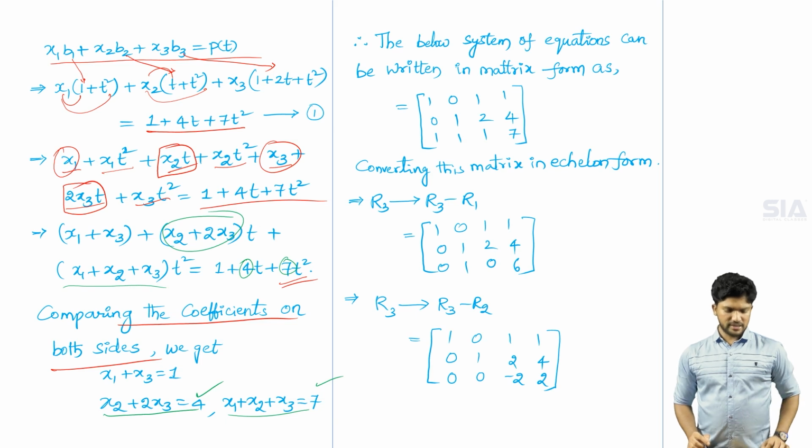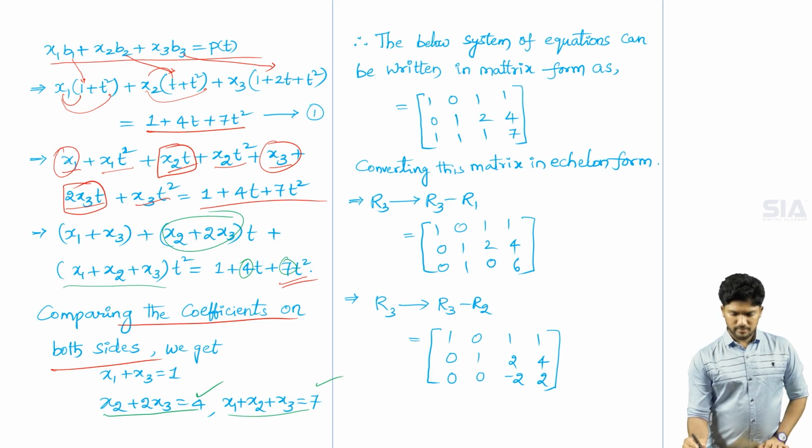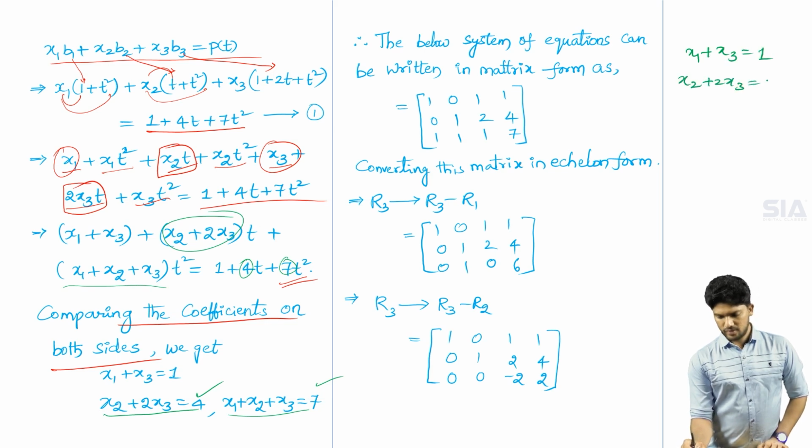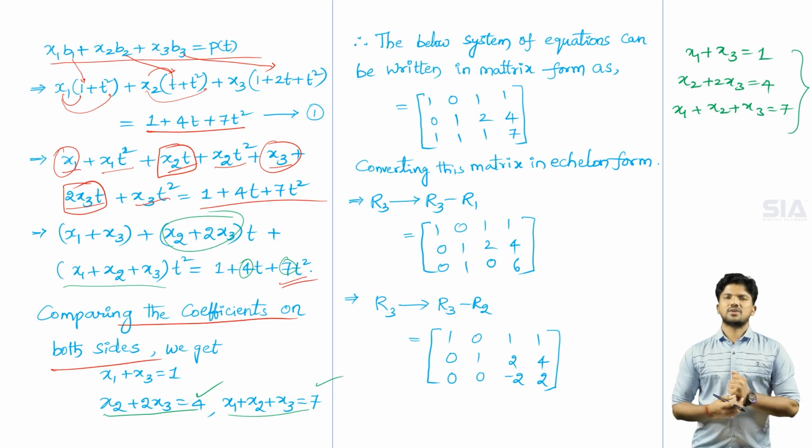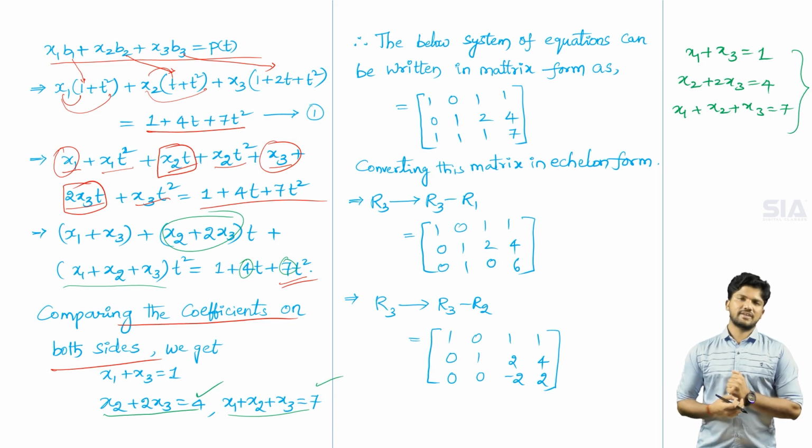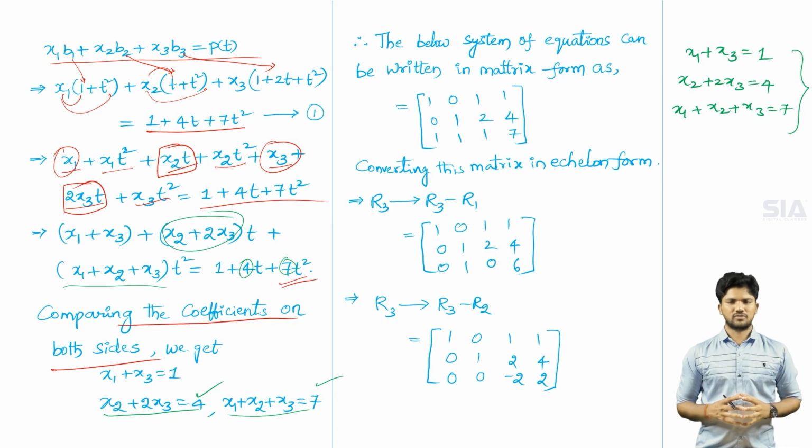After getting those values, if you write them one by one: x1 plus x3 equal to 1, x2 plus 2x3 equal to 4, and x1 plus x2 plus x3 equal to 7. These three linear equations form a system of linear equations.